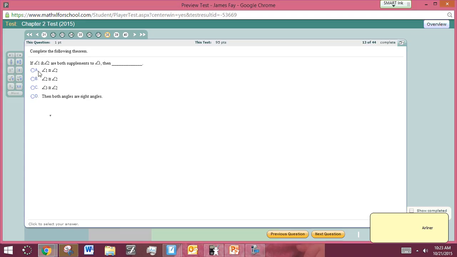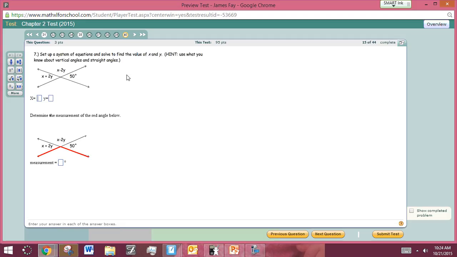If angle 1 and angle 2 are both supplements to angle 3, then angle 1 and angle 2 are congruent. That's the congruent supplements theorem. If angle 1 and angle 2 are both supplements to angle 3, then angle 1 and angle 2 are congruent. So that's the same question.